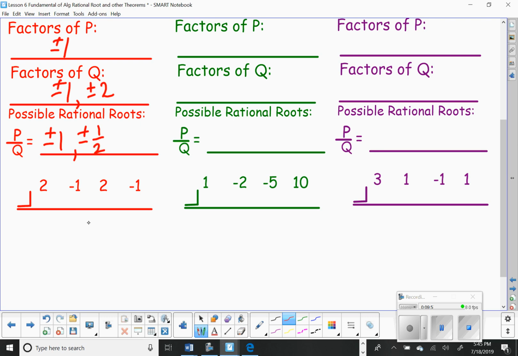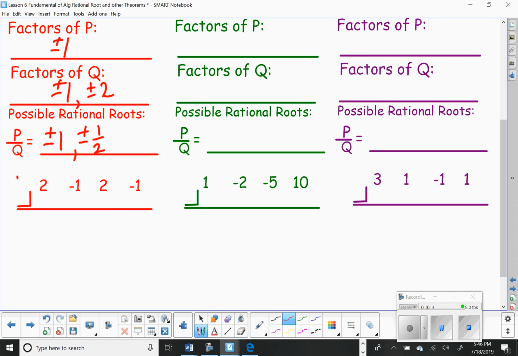So, I look at this and I say, okay, what if I try 1? I bring 2 down. I get 2. I get positive 1. I get 1. I get 3. I can stop right there because I can see that I'm not going to wind up with 0. So I start over and I say, okay, I know it can't be 1.